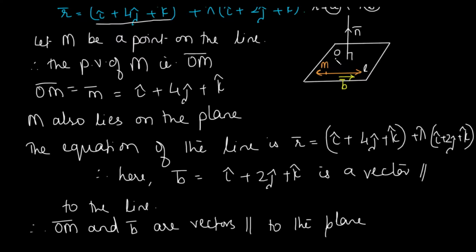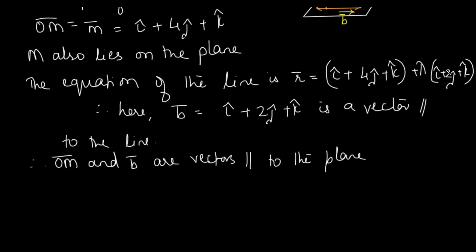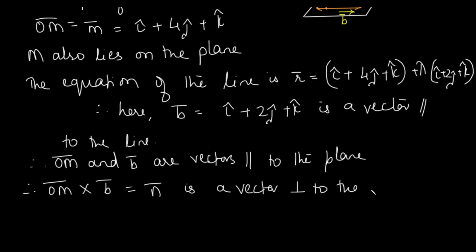See, we already have points on the plane. O, the origin, is a point on the plane. M is also a point on the plane. We need the normal to the plane to form the equation of the plane. So that normal is given by OM cross B bar. Therefore OM cross B bar, that is N bar, is a vector perpendicular to the plane. That means N bar is a normal to the plane.